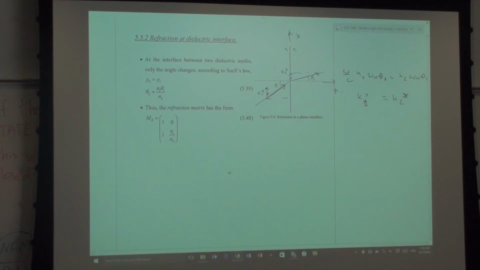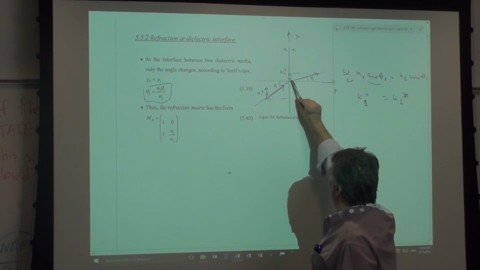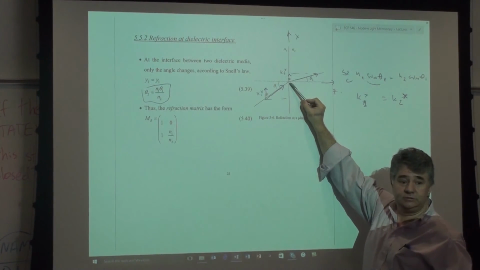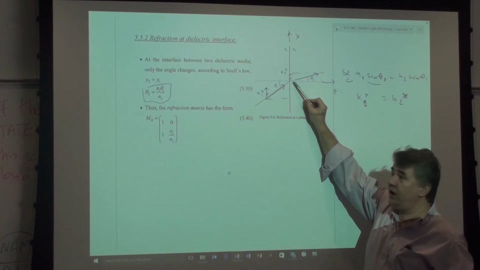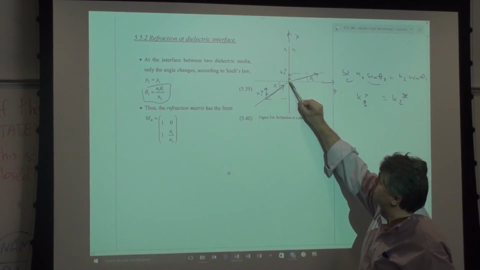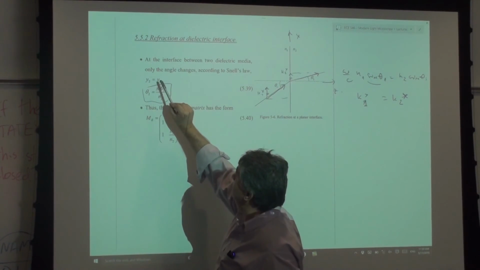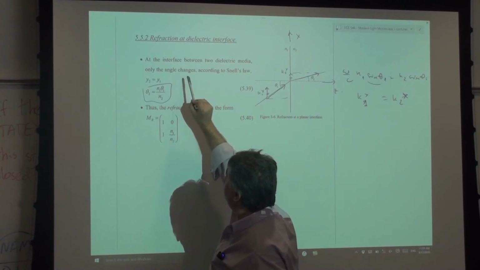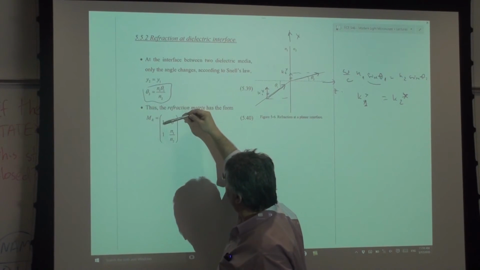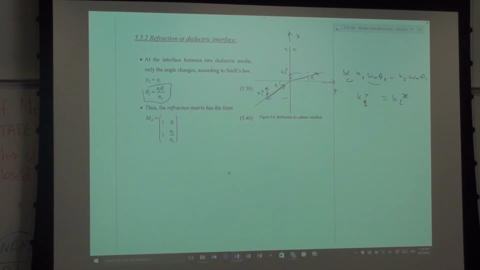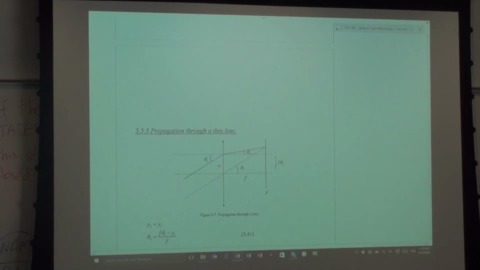So n1 theta 1 equals n2 theta 2. So we approximated the sine with the angle itself. Now it's the opposite situation. Theta changes, but y doesn't change. Right? I'm looking at the ray in, ray out, without any propagation, so y is the same. So y2 equals 1 times y1 plus 0 times theta 1. So I get this matrix: 1, 0, 0, and n1 over n2. Yeah? Nod your heads.